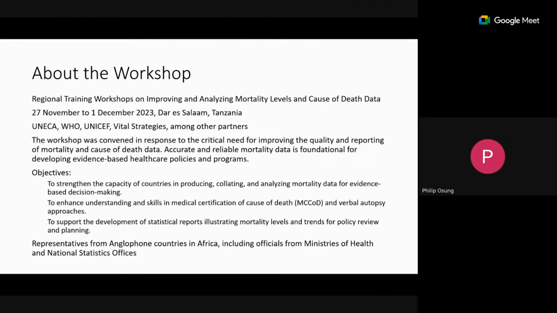The objectives of the training workshop were many and varied, but we can distill them into the fact that it was to strengthen the capacities of countries in producing, collecting and analyzing mortality data for evidence-based decision making, but also to enhance the skills we will dwell on later in the presentation, and also to develop statistics illustrating mortality levels and trends for policy review and planning.